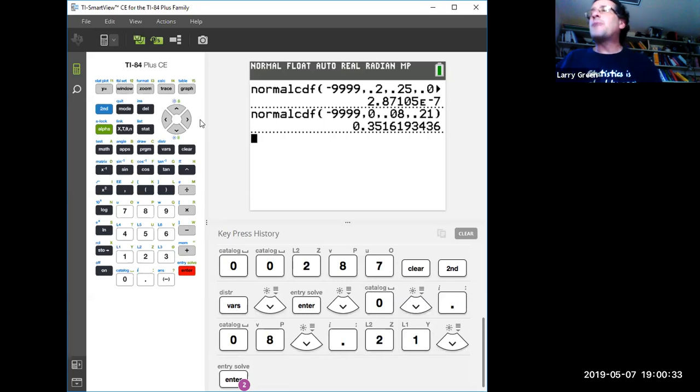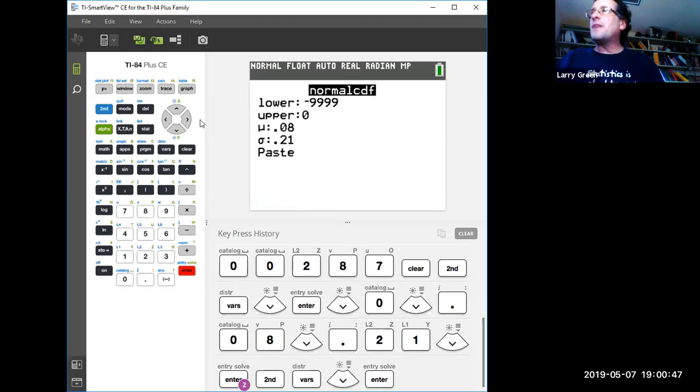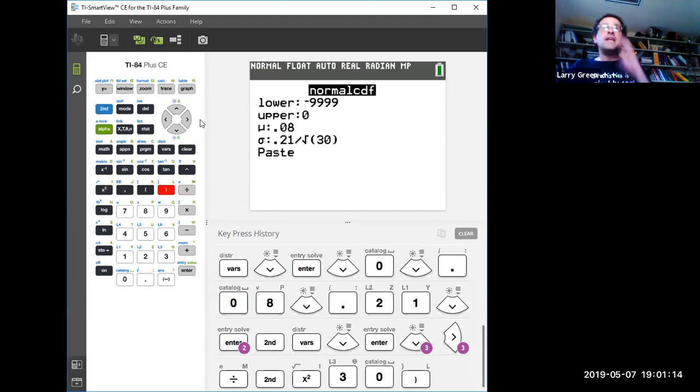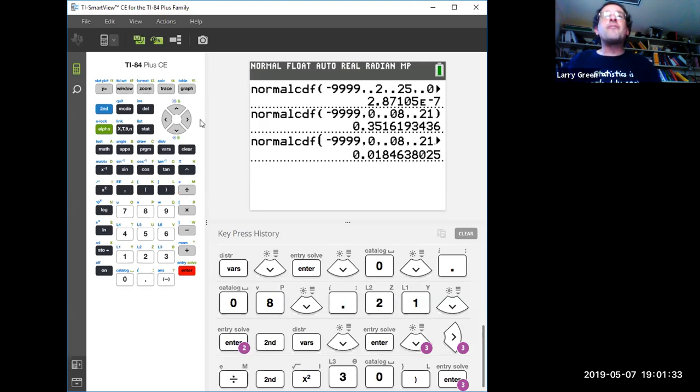Now let's compare that to the probability that we'll lose money if we invest in 30 independent randomly selected stocks. So I can go second distribution again. Let me go to normal CDF. So I'm still going to have the same lower and upper. Losing money means negative. Our mean is still going to be 0.08 because the central limit theorem says that mu sub x bar equals mu. Our standard deviation now is not going to be 0.21. It's going to be 0.21 divided by the square root of 30. Any questions on that? Because the central limit theorem says that sigma sub x bar is sigma over root n. And now I calculate that. And notice that instead of having a 35% chance of losing money, you have about a 2% chance of losing money. Huge difference.